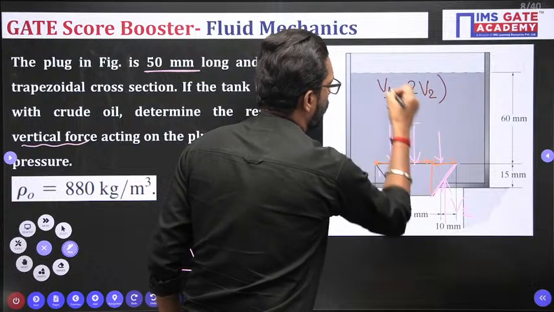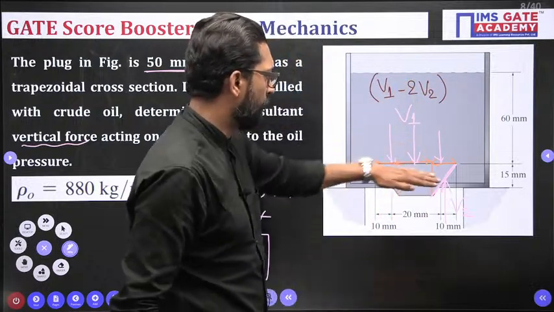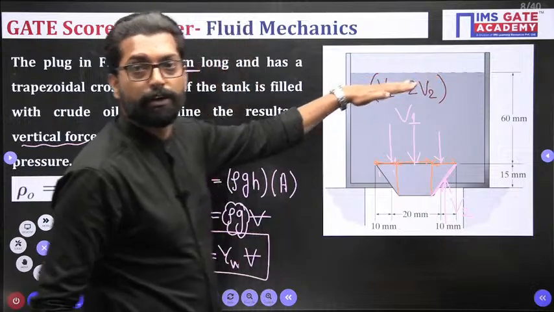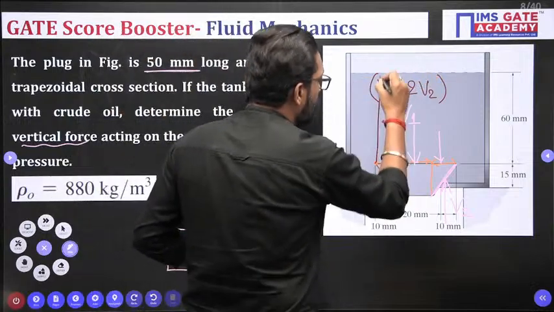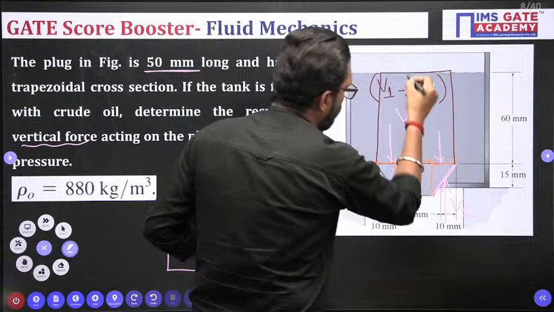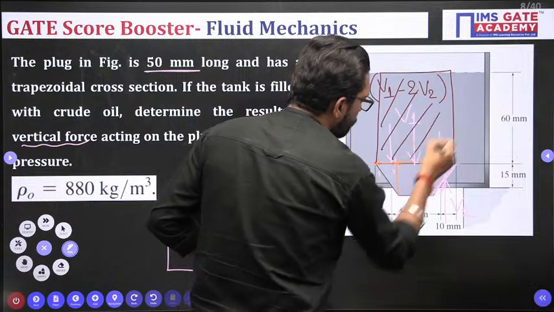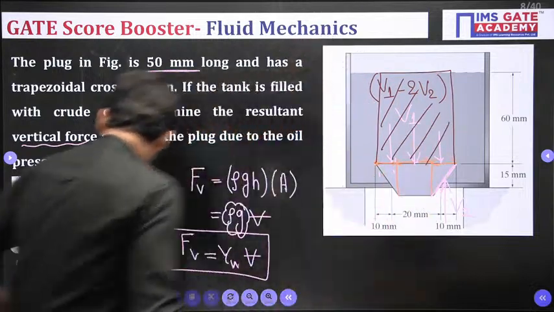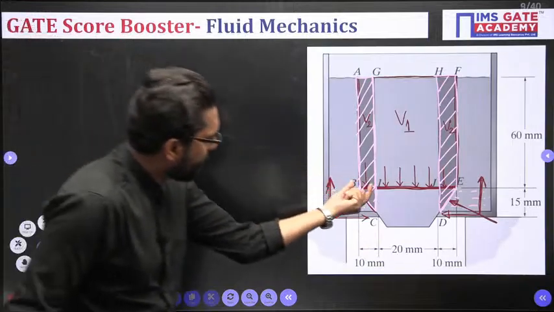So V1 is what? V1 you have total. Okay, V1 you have total. That means this total volume is V1. This trapezoidal. So this one, this h's area.